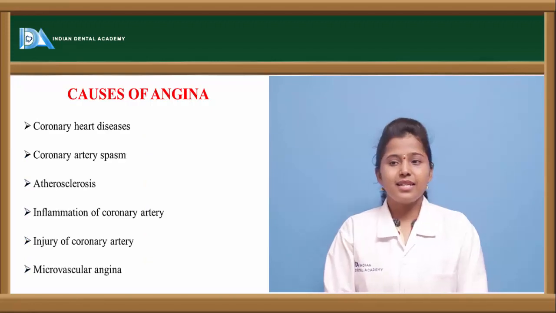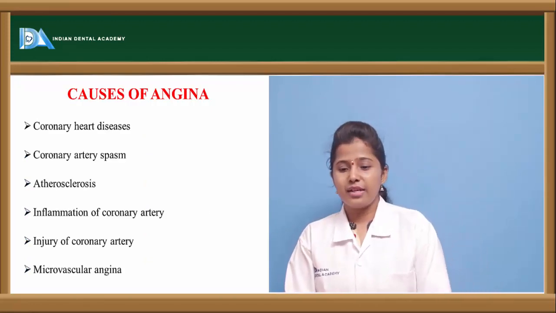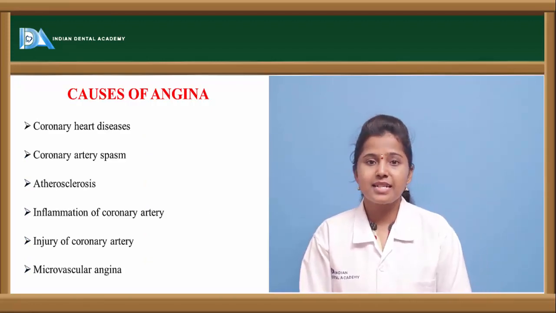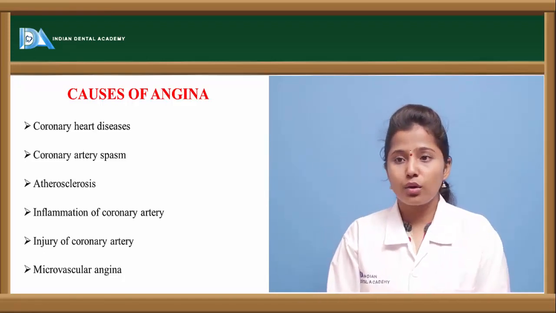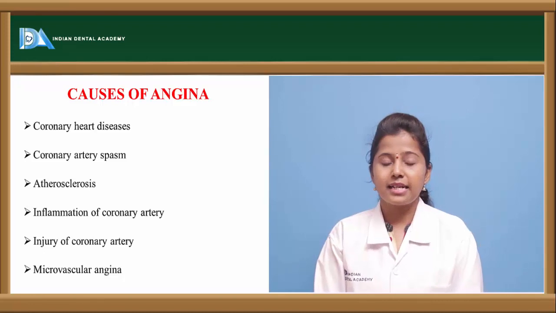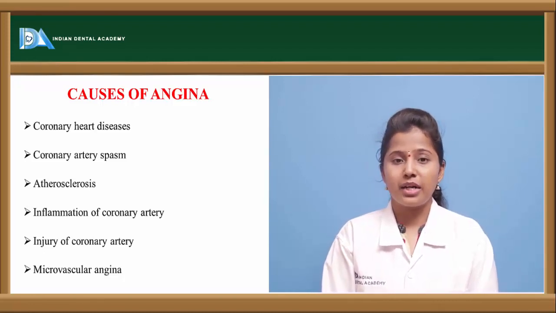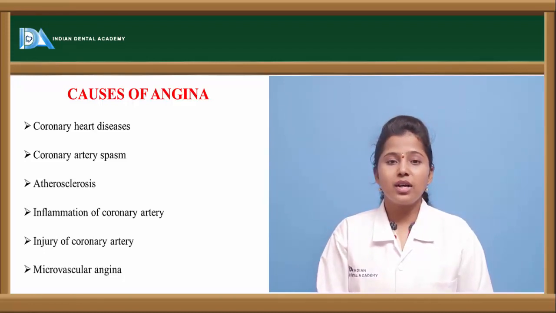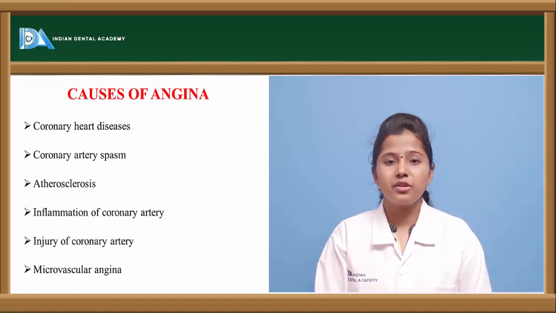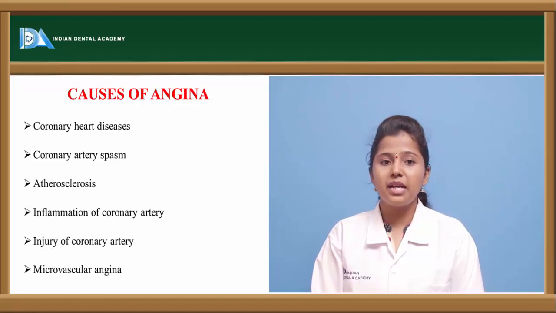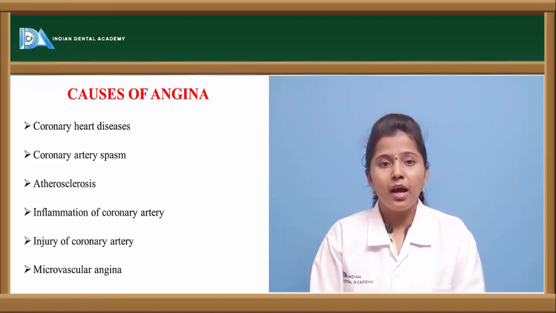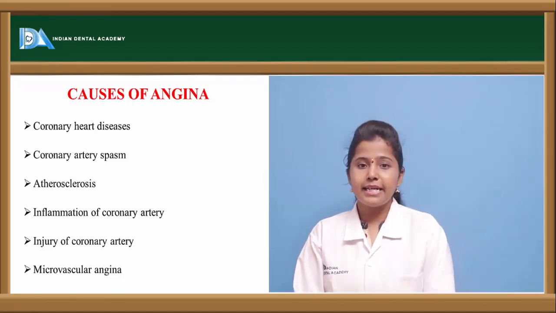Next, let's see the causes of angina. We have shown the regular causes of angina. Let's see which diseases can even cause angina. One is coronary heart disease, that is myocardial infarction or myocardial ischemia, where myocardial tissue is replaced by fibrous tissue, and because of that the blood supply won't be proper, or there will be no blood supply to the heart, leading to angina.